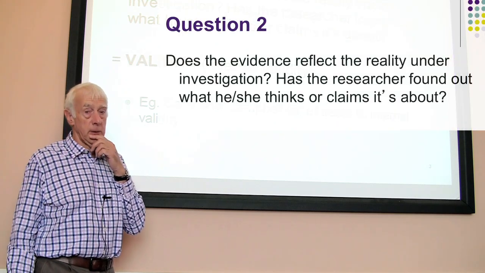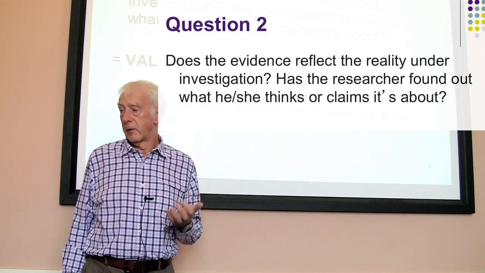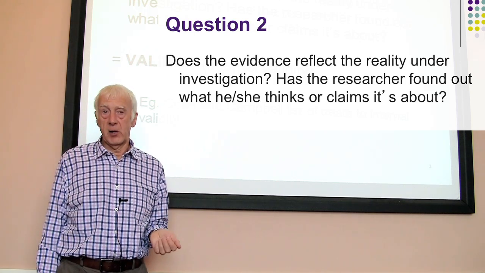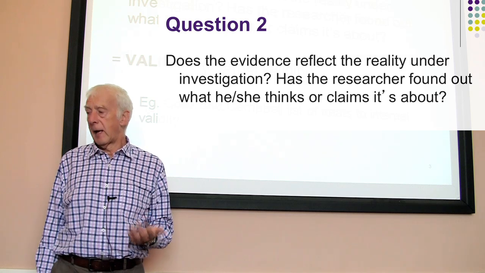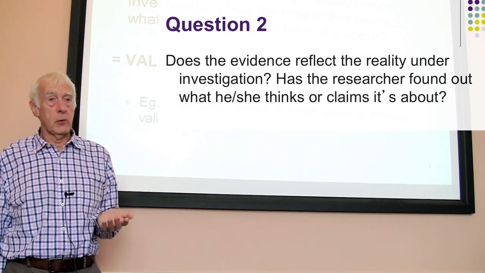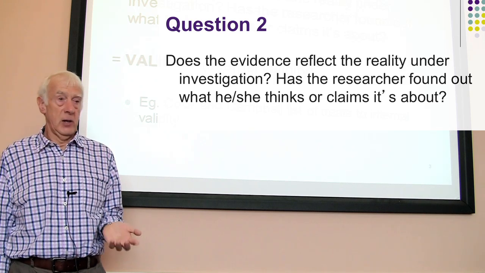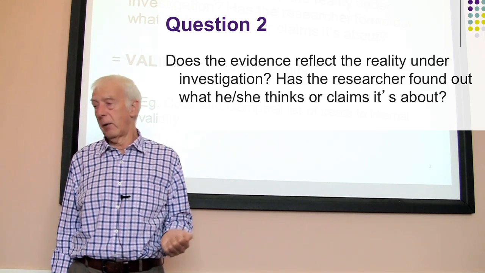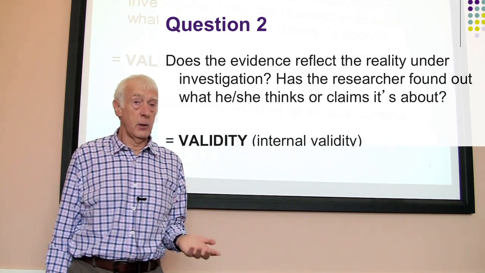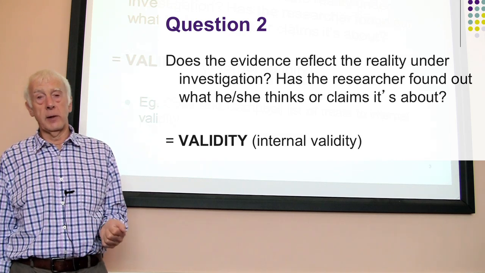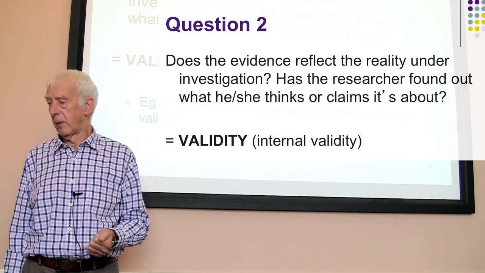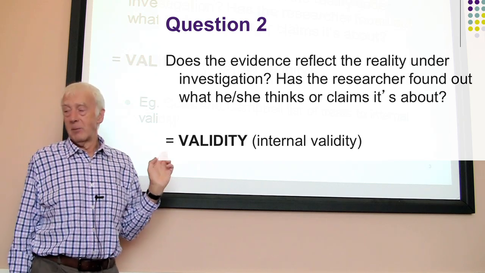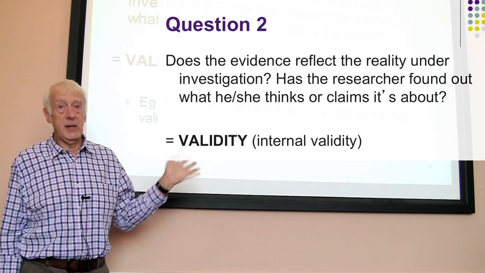Okay, the second question Shipman asks about research is this one. Does the evidence reflect the reality under investigation? Or, put it another way, has the researcher found out what he or she thinks it's actually about? Is it a true reflection, if you like, of what's actually going on? And that's called validity, or sometimes referred to as internal validity. The two terms are used interchangeably. I say internal, but there is an external, which I'll talk about in just a moment, so bear that in mind. But if you see validity just used by itself, it means this.